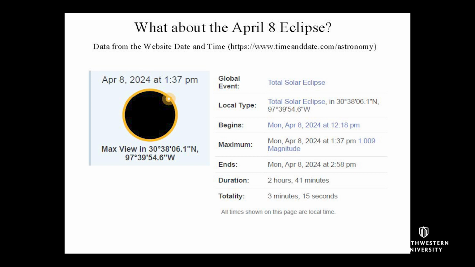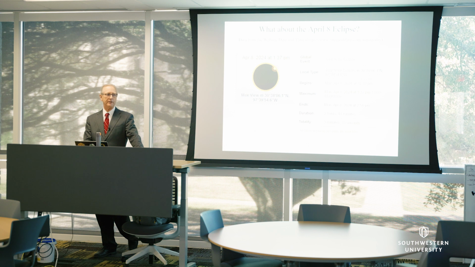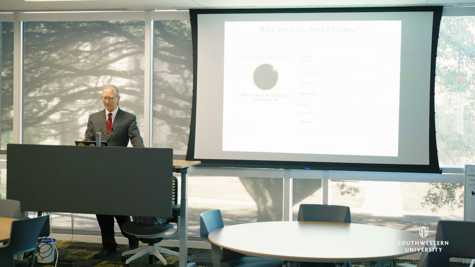Here in Georgetown, Texas, the partial phase, where the moon just starts to cover the sun, begins at 12:18. Totality's around 1:37, plus or minus a minute and a half on either side. And we'll have about 3 minutes and 15 seconds of totality. Another site I checked, the U.S. Naval Observatory, says 3 minutes, 6 seconds. And I'd go with the U.S. Naval Observatory any day, but it's a more technical website.